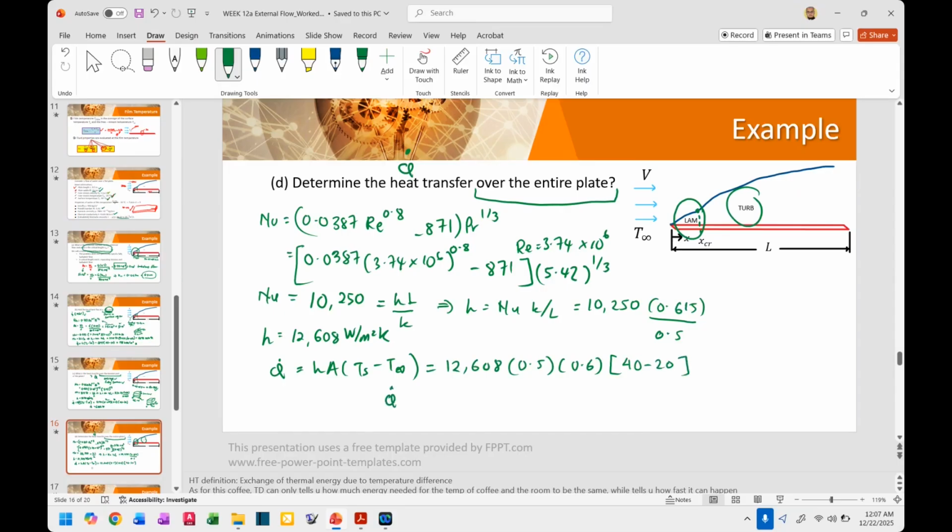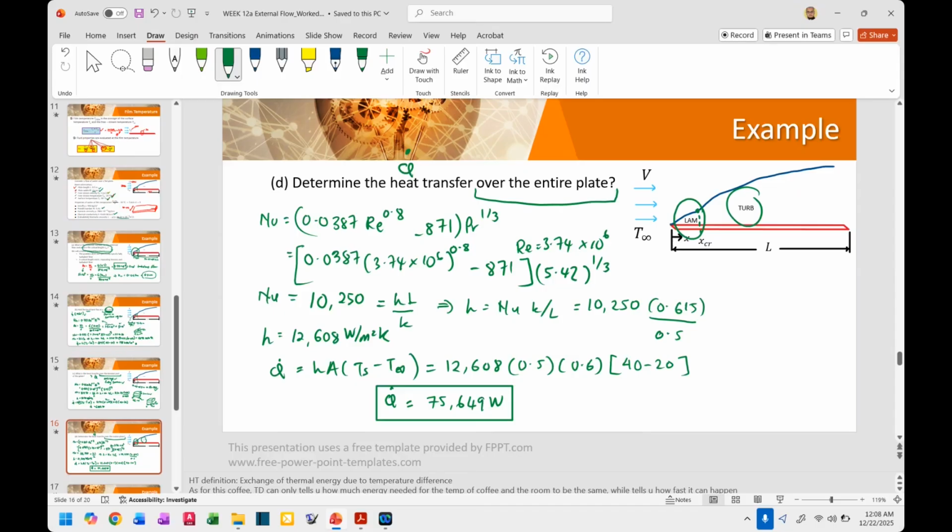And finally, your Q dot will be around 75,649 watt. Okay, so this is the answer. You may get a plus minus 1 to 2% deviation from this answer, but if you have more than 5%, that's a problem. Anyway, this is the heat transfer over the entire plate, from the leading edge until the end.